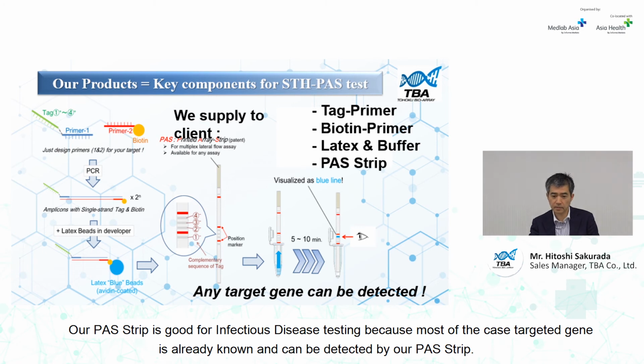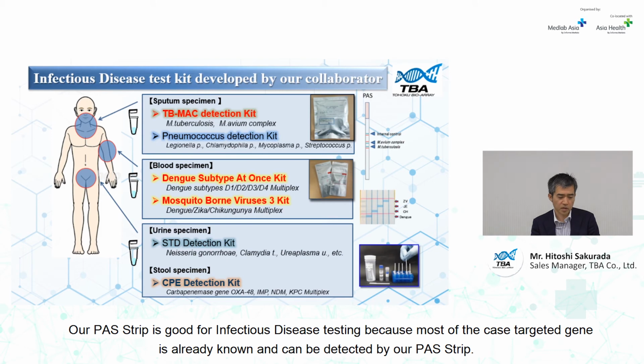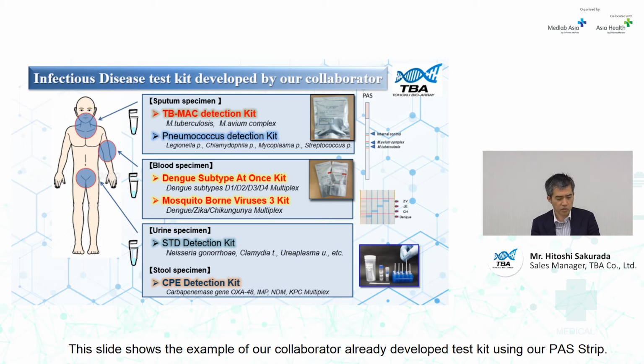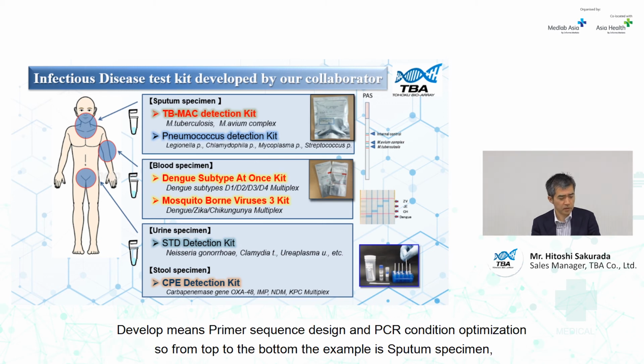Our PAS strip is good for infectious disease testing because in most cases the target gene is already known and can be detected by the PAS strip. This slide shows examples where our collaborator already developed a test kit using our PAS strip. Develop means primer sequence design and PCR condition optimization.